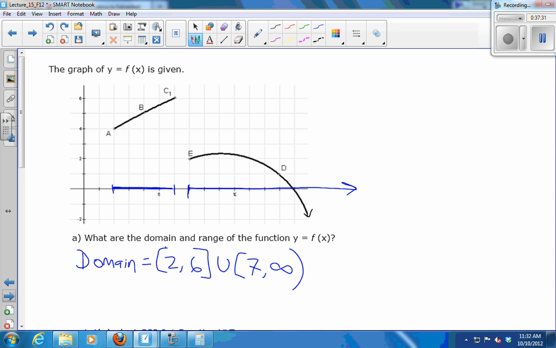Now let's look at the range. Okay. So the range is y values. Domain is x values, range is y values. So look at this little line again. Okay. What y values are represented by that line? 4 to 6 from here to here.